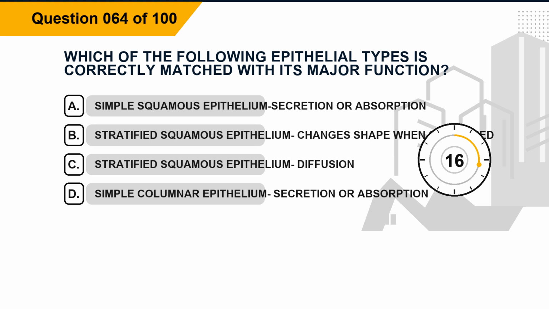Option A, simple squamous epithelium secretion or absorption. Option B, stratified squamous epithelium changes shape when stretched. Option C, stratified squamous epithelium diffusion. Option D, simple columnar epithelium secretion or absorption.